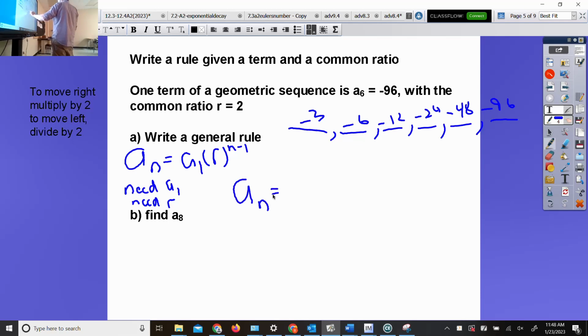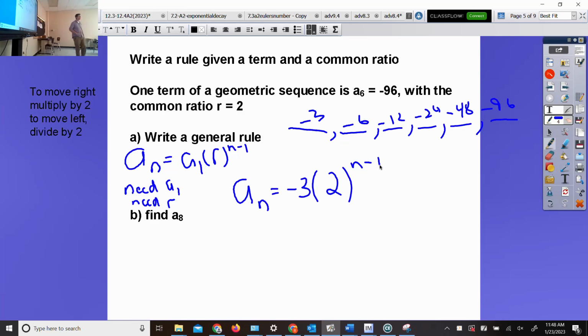A sub n equals -3, 2, and then to the n minus 1. Now, again, as small as this thing is, I'm not even going to use that rule. That was just so I could come up with a rule, okay? If I was your age and I had written down 6 things and wanted the 8th, I would just keep doing what I've been doing. Does that make any sense? Now, if it asked me for a sub 40, I'd plug a 40 in, right?